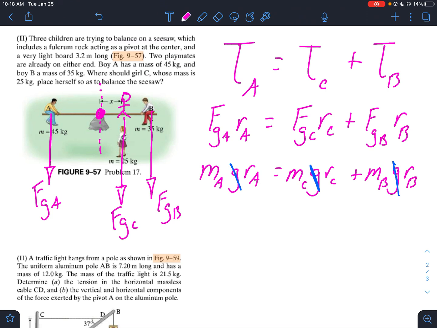The mass of student A is 45 kilograms, sitting on a 3.2 meter long board. So half of that, for each kid, A and B, from the beginning is going to be 1.6 from that. The mass of child C is 25 kilograms, and that's our unknown. We don't know where to put them.